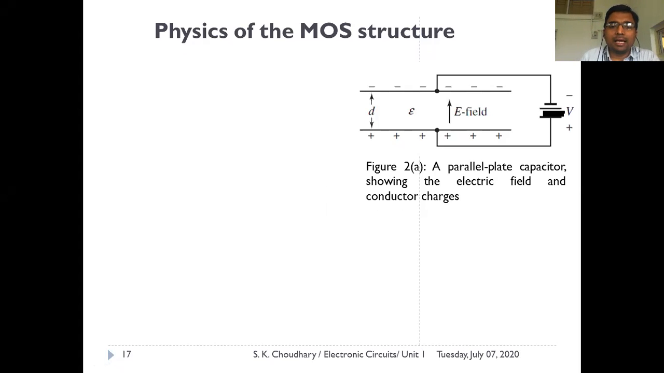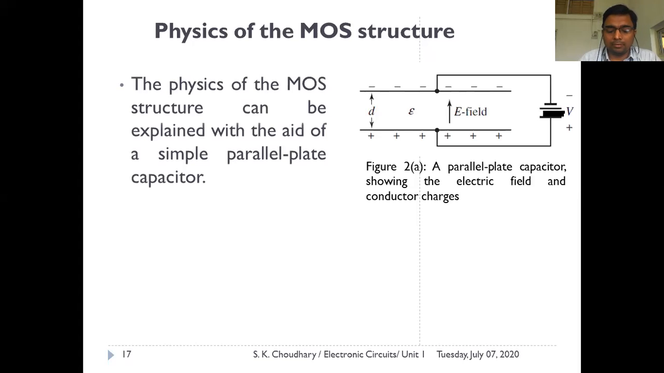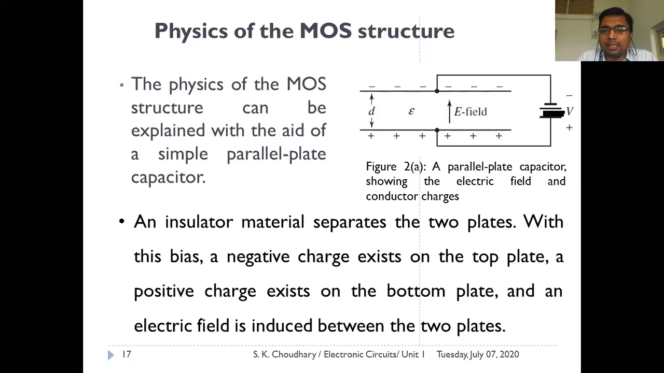So in the last lecture, we have seen the background of the MOSFET, meaning what are the types of transistor, what are the differences between the BJT and the MOSFET, and why we prefer the MOSFET over the BJT. And we have started with the basics of the MOS structure before entering the topic MOSFET. So this was the physics of the MOS structure that we discussed in the last lecture. MOS structure means metal, oxide, and semiconductor.